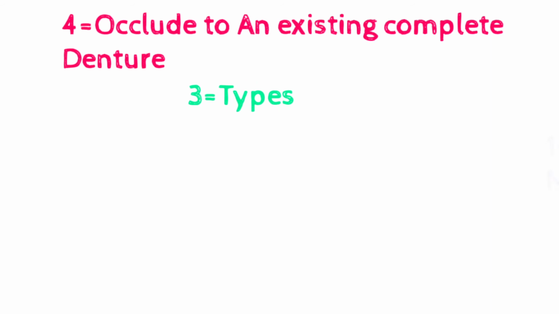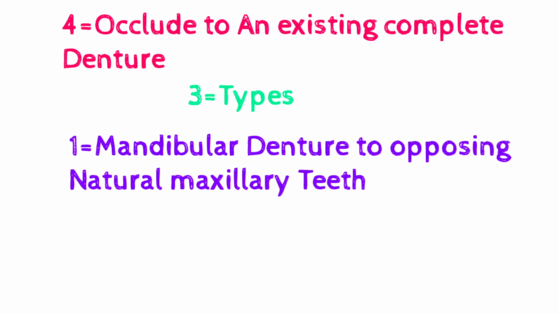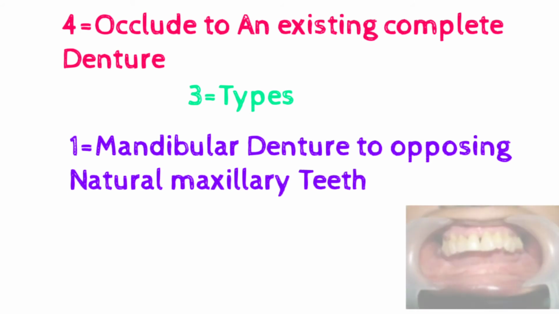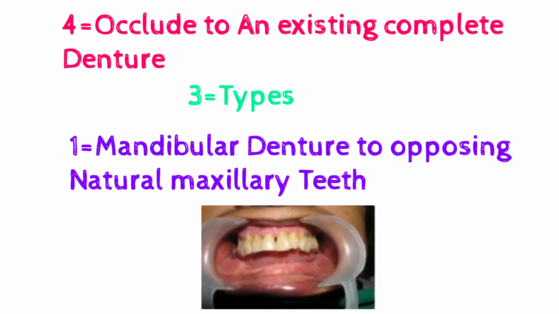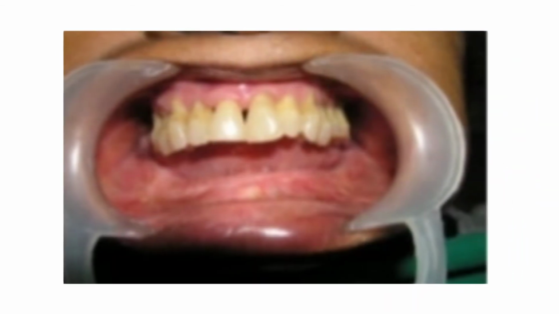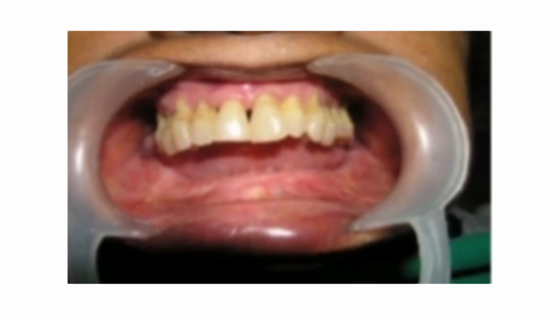Now after indications, come to the types of single complete denture. There are 5 types. Number 1, first type is mandibular denture opposing natural maxillary teeth. It means in maxilla there are natural teeth, but in mandible, which is edentulous, it is replaced by single complete denture. Look at this diagram. In upper arch maxilla there are natural teeth, but the mandible is edentulous. In mandible we give single complete denture. Again look at this diagram in zoom manner. The first type is that in maxilla there are natural teeth, but in mandible we give single complete denture.